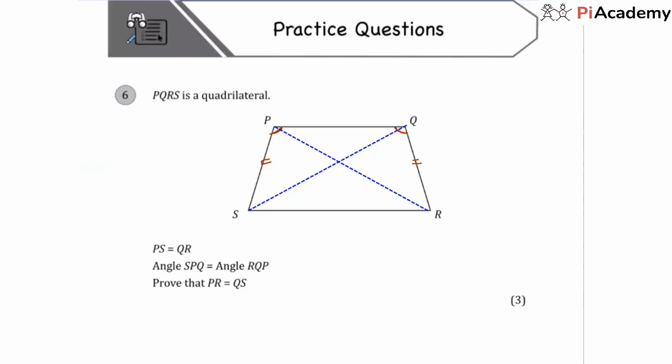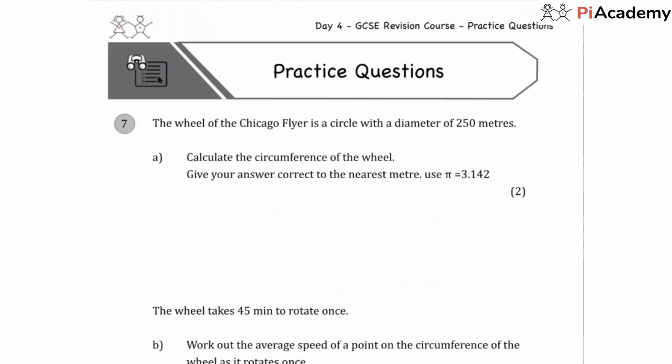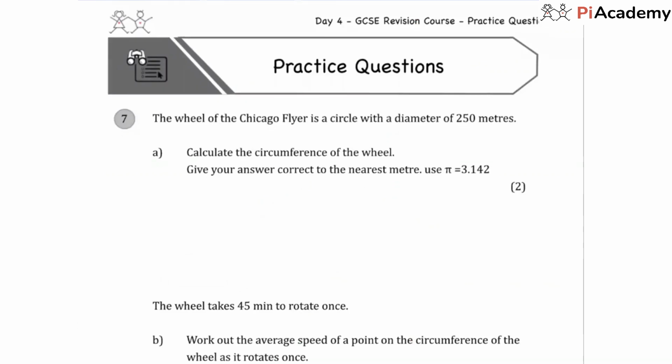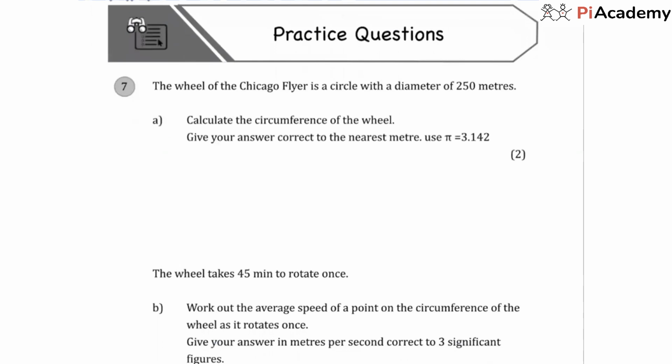Yes, by side angle side congruency, SAS congruency, we say that PR is equal to QS. Yes, good. So you need to study the congruency theorems. So by side angle side congruency, we say PR is equal to QS. Wonderful, good. Next, the wheel of a Chicago flyer is a circle with a diameter of 200.